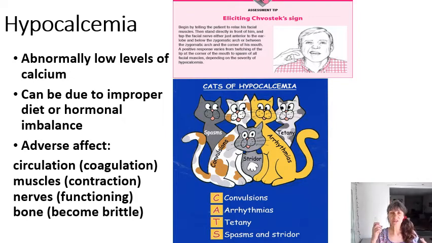So there's a special sign called Chvostek sign where if you tap on a certain area of the face, it'll go into an abnormal contraction or twitching, and that's one of the signs of hypocalcemia.